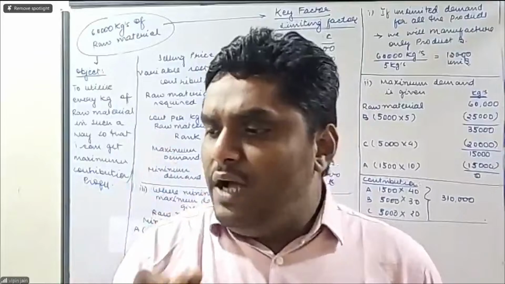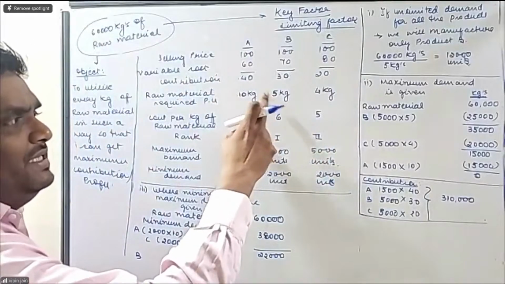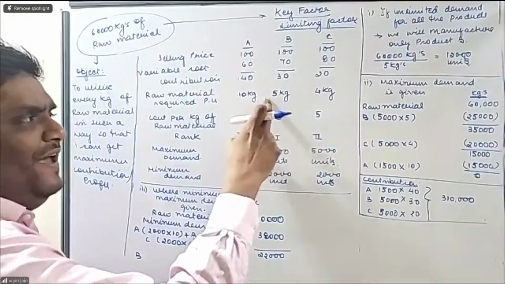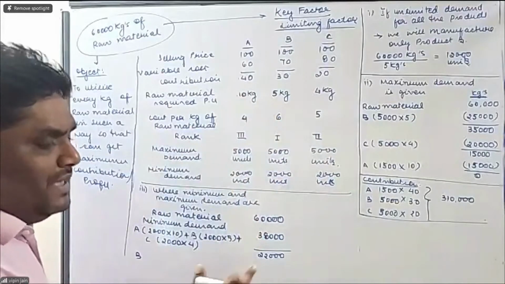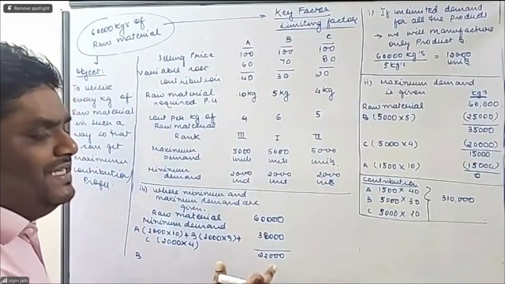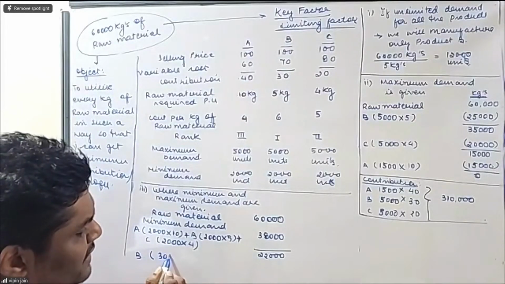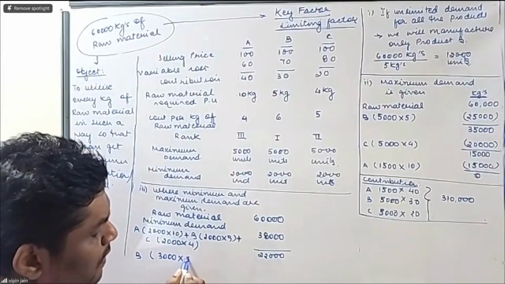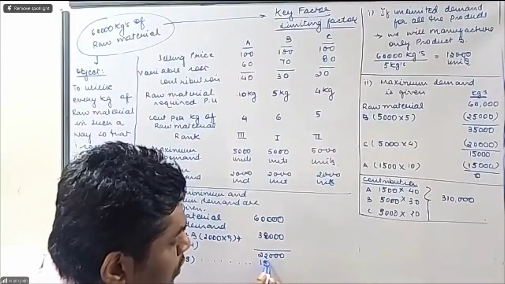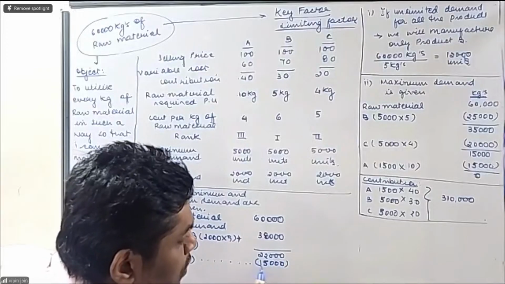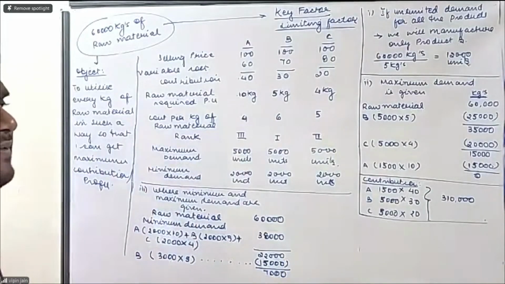And for these 3,000 units, how much raw material is required? 15,000 kgs. Because for 1 unit it is 5 kgs. So for 3,000 units, we need 15,000 kgs. And do we have 15,000 kgs? Yes, we do have. So we will manufacture balance 3,000 units of B. So still we have 7,000.